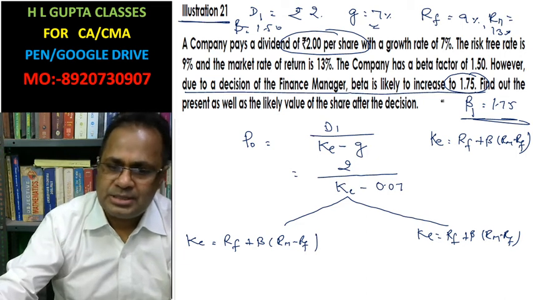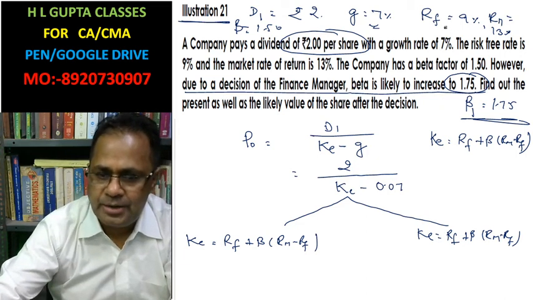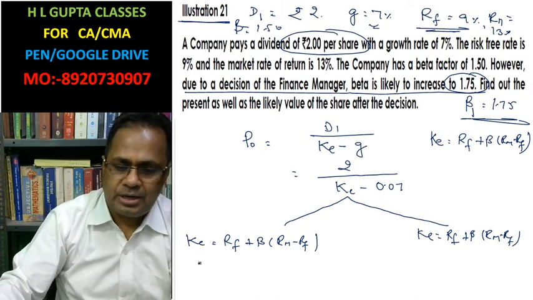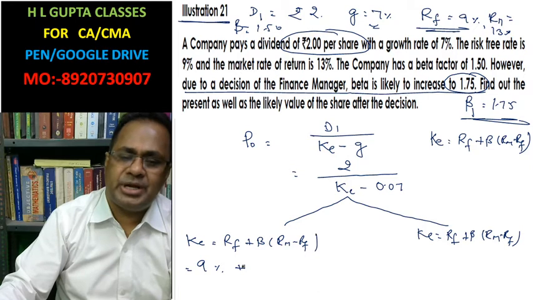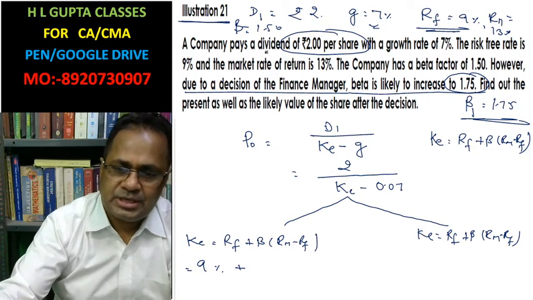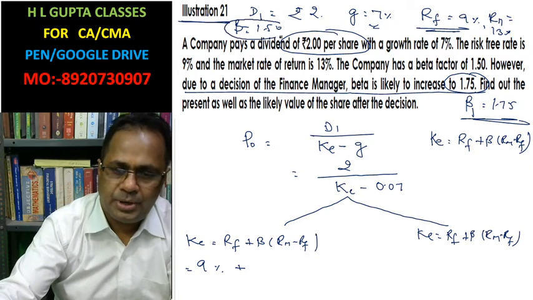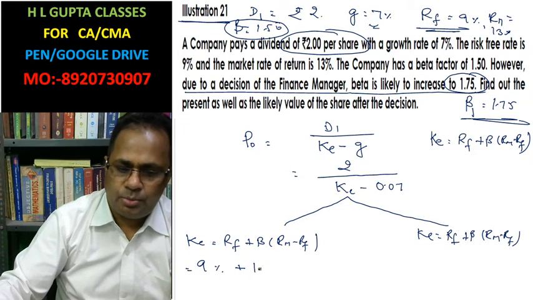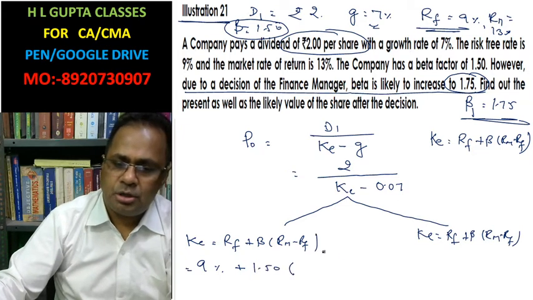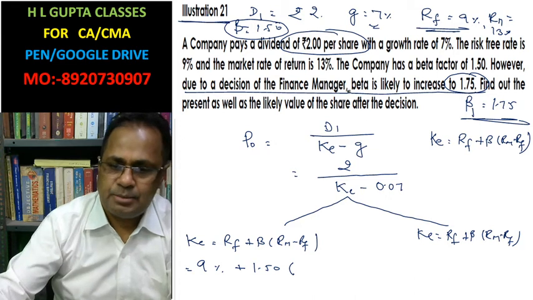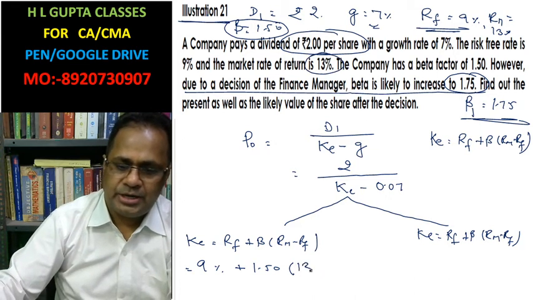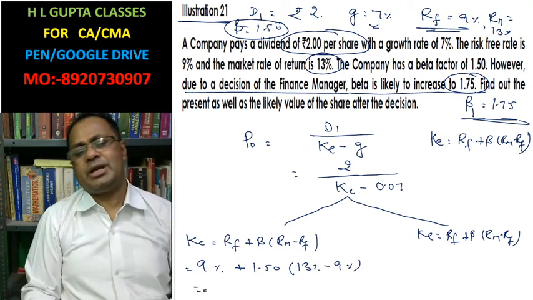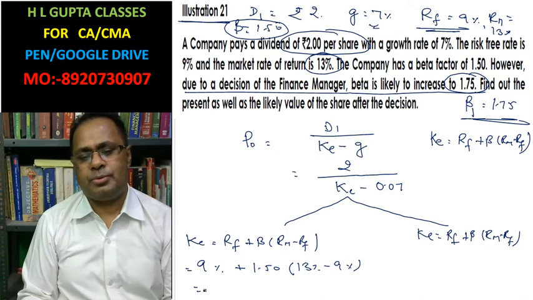The risk-free rate of return is 9%, so write 9% here. Plus, what is the beta here? In the first case, beta is 1.50. Return on the market portfolio is given as 13%. So write 13% minus 9%. In this way we can calculate the cost of equity.